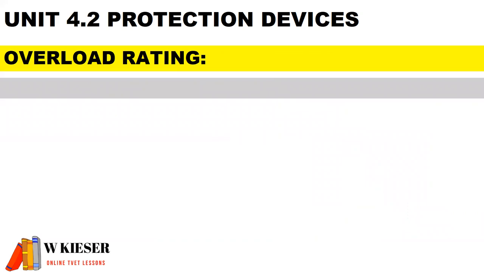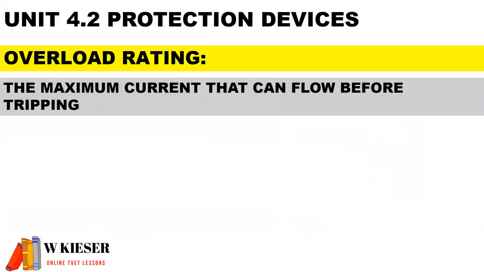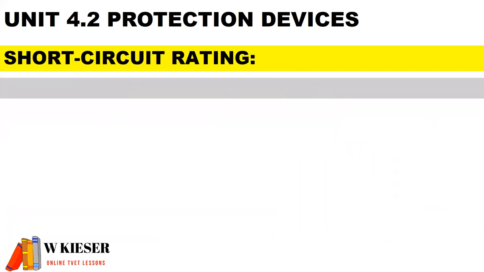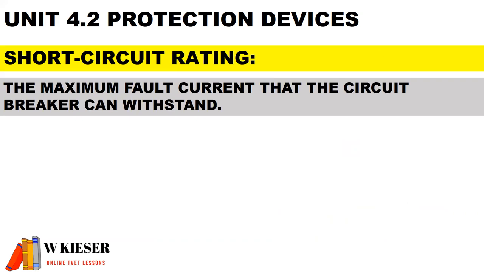What do we mean by overload rating? It is the maximum current that can flow before tripping. What do we mean by short circuit rating? It is the maximum fault current that the circuit breaker can withstand.